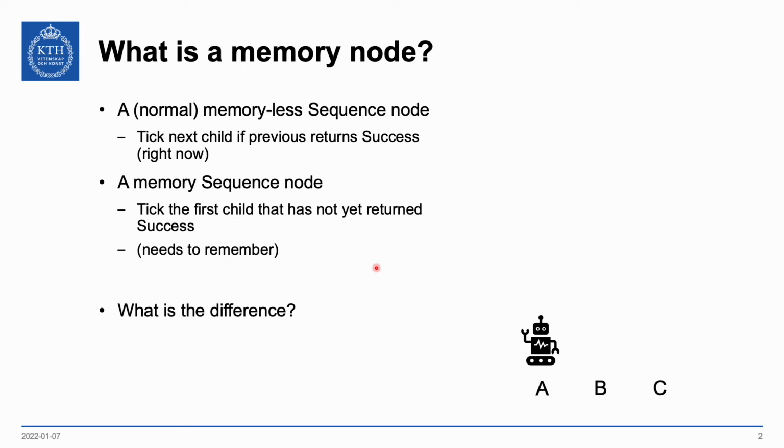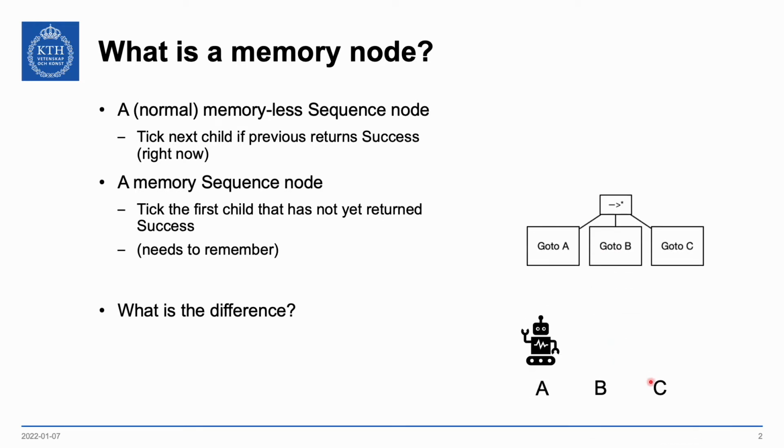So what is the difference? Let's look at this simple example. We have a robot that is supposed to visit points A, B, and C in that order. So first A, then B, and then C. It's a simple design, and I think this is why the memory sequence was created: you can use this simple design to solve this problem. You go to A, you go to B, you go to C, and you remember when they succeeded.